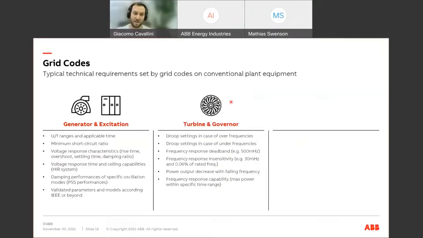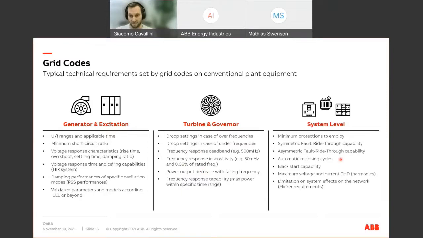This is one of the major technical requirement blocks of the grid codes. Here they really set requirements on how to control the frequency of the grid. It is about droop settings in case of over frequency and under frequency, and it can be about frequency response deadband, for example within which frequencies the governor control shouldn't react. It covers power output decrease with falling frequency for gas units, and frequency response capability, so the maximum power within a specified time range. Here the turbine controls and the engine controls are really strongly influenced by the grid code, even more than the excitation control and the generators.